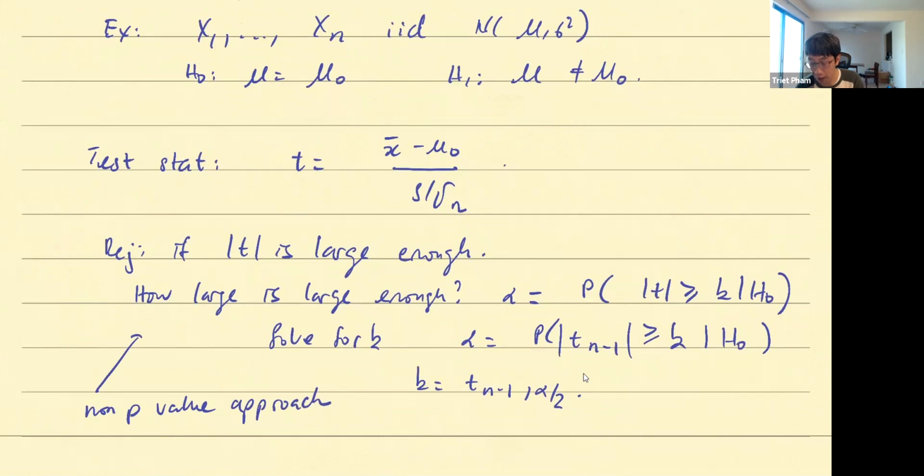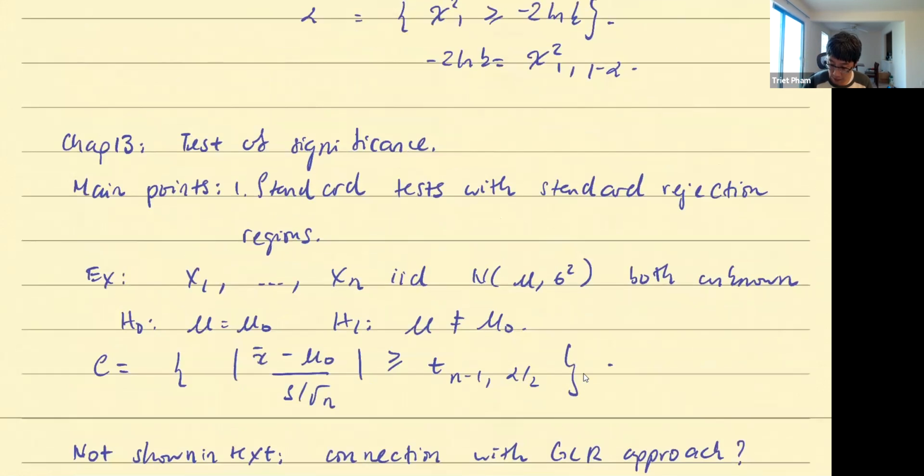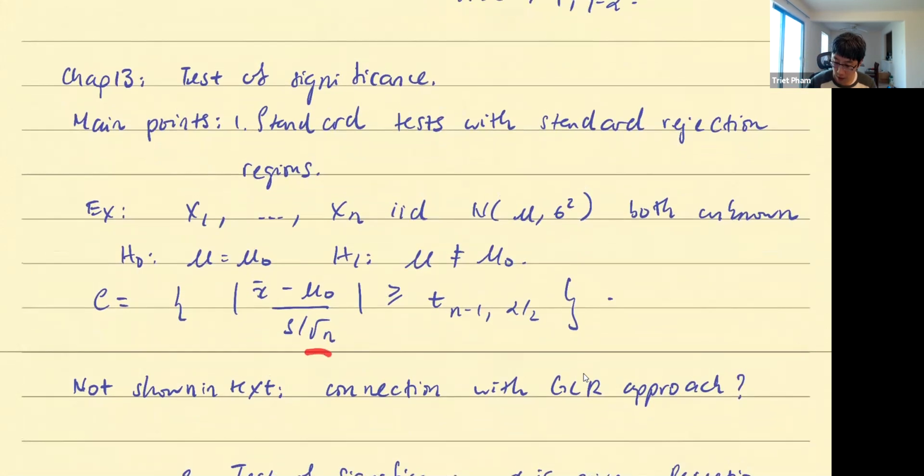Okay, non-p-value approach. Meaning what? Meaning that you say this: you reject if this is true. Okay, you reject if this is true. That's exactly what we wrote down there.